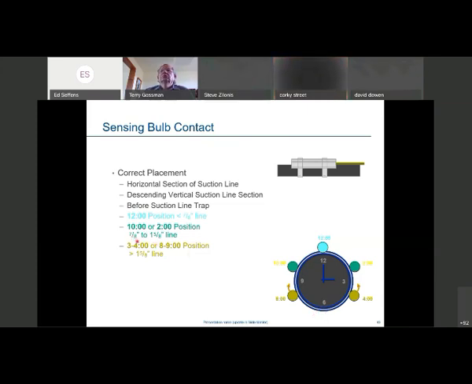For lines 7/8 up to 1 5/8, the 10 or 2 o'clock position is recommended, and for anything greater than 1 5/8, you can locate it at the 3 or 4 o'clock and the 9 o'clock position.